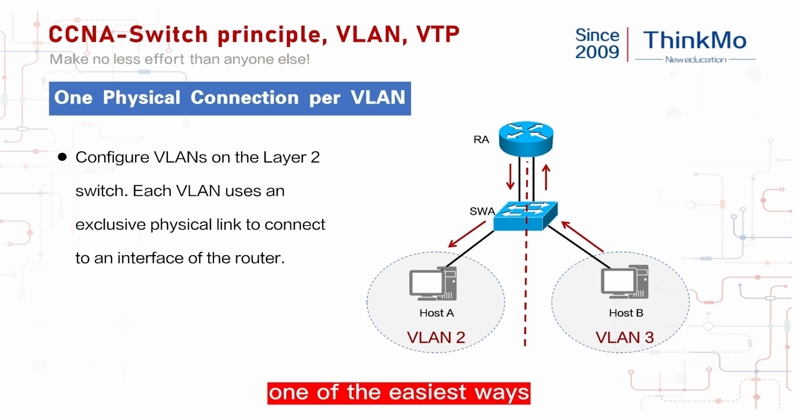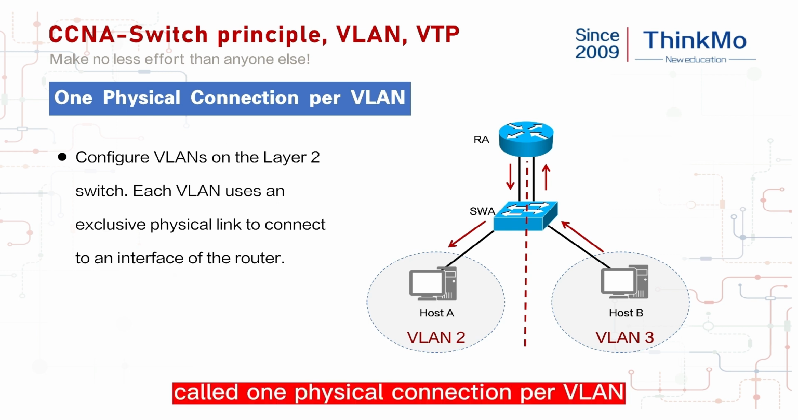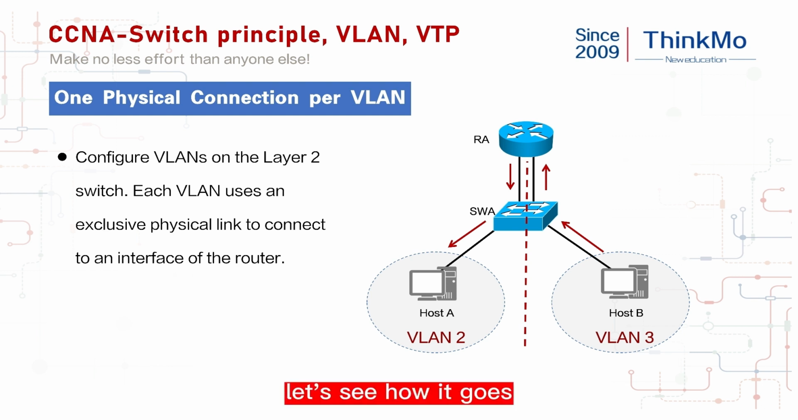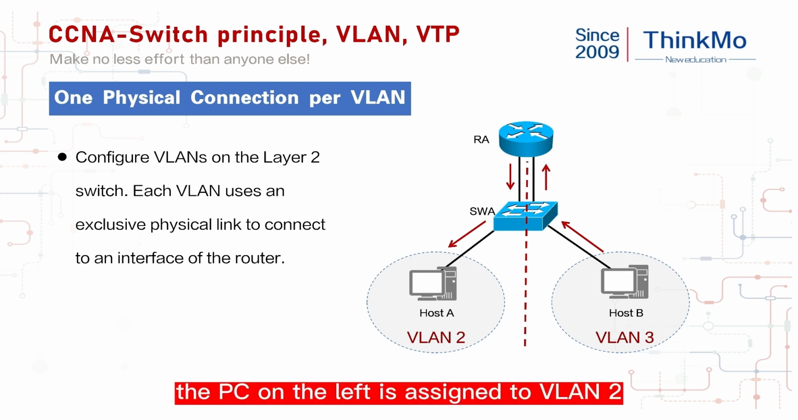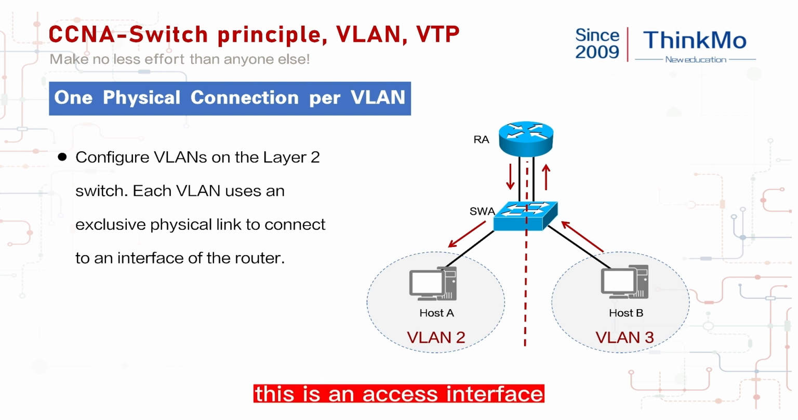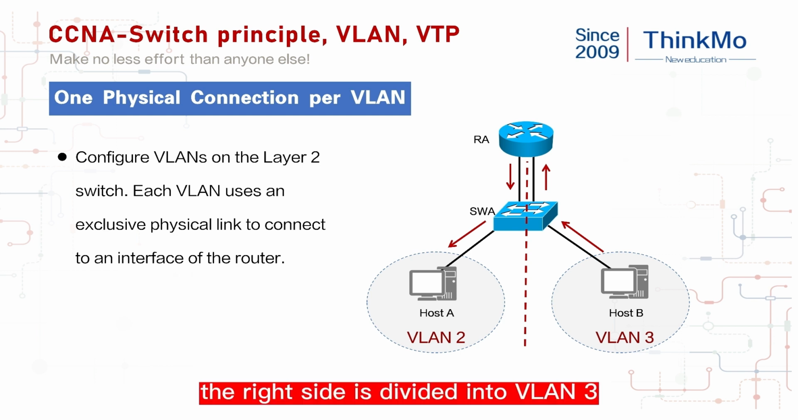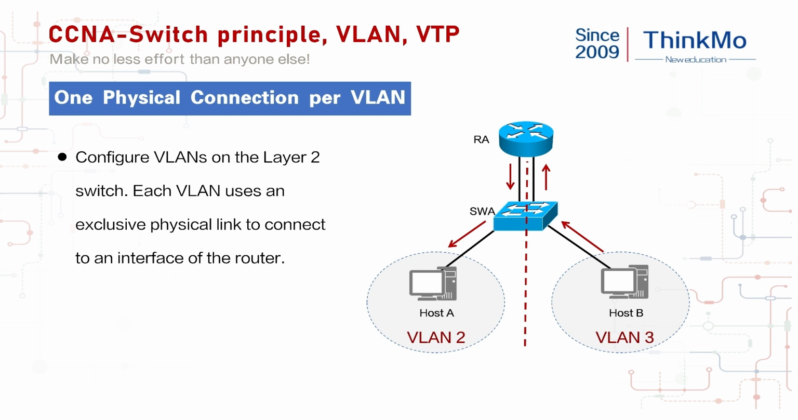One of the easiest ways, though not commonly used, is called one physical connection per VLAN. Let's see how it goes. The PC on the left is assigned to VLAN 2. This is an access interface that belongs to VLAN 2. The right side is divided into VLAN 3. This is an access interface.